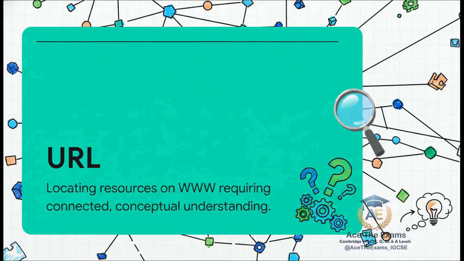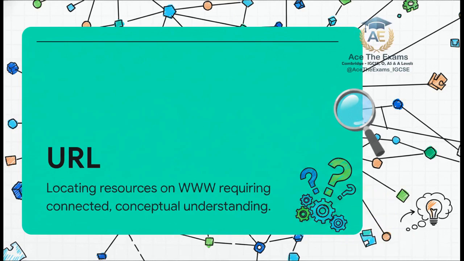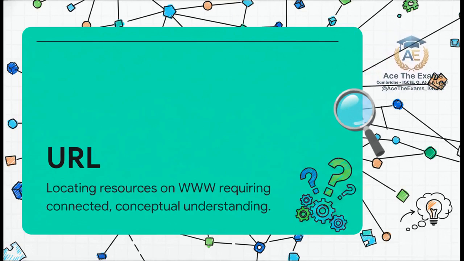This is where we introduce the PEAL framework: point, evidence, explanation, link. Alex misses this completely by just listing facts. To get the marks, you make your point about the URL, provide evidence like a specific path or protocol, explain how it functions, and link it back to the question's specific scenario.